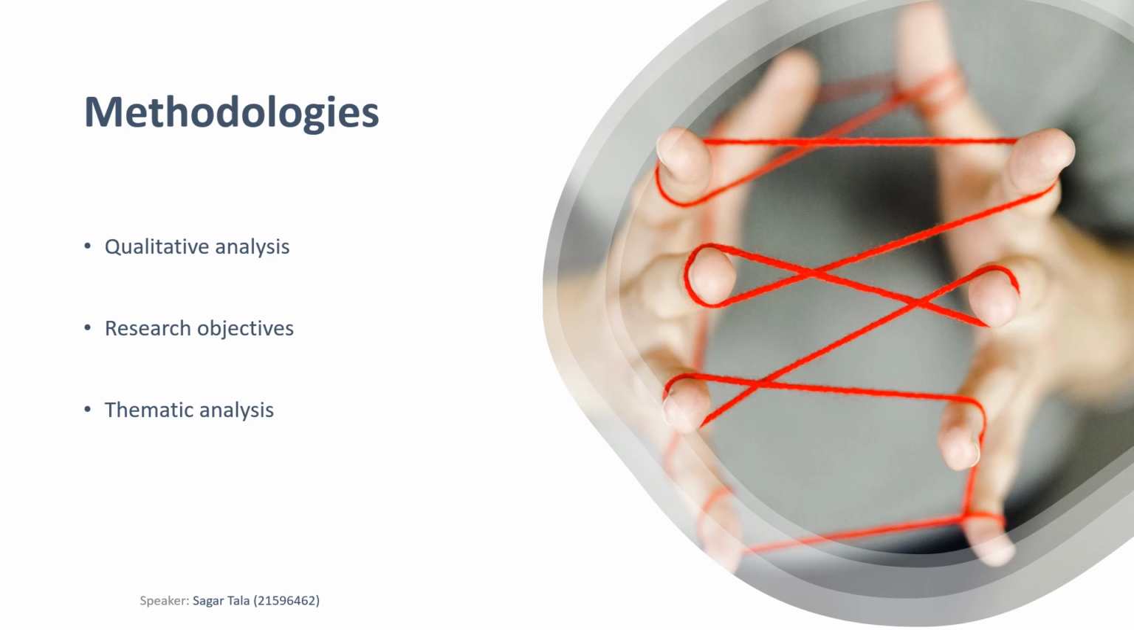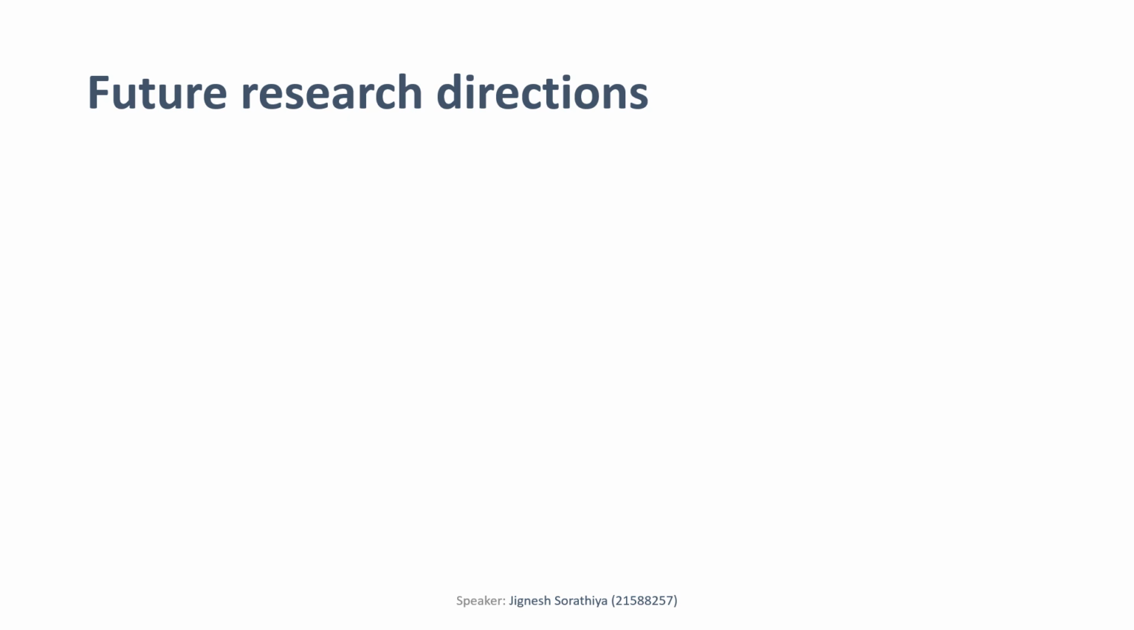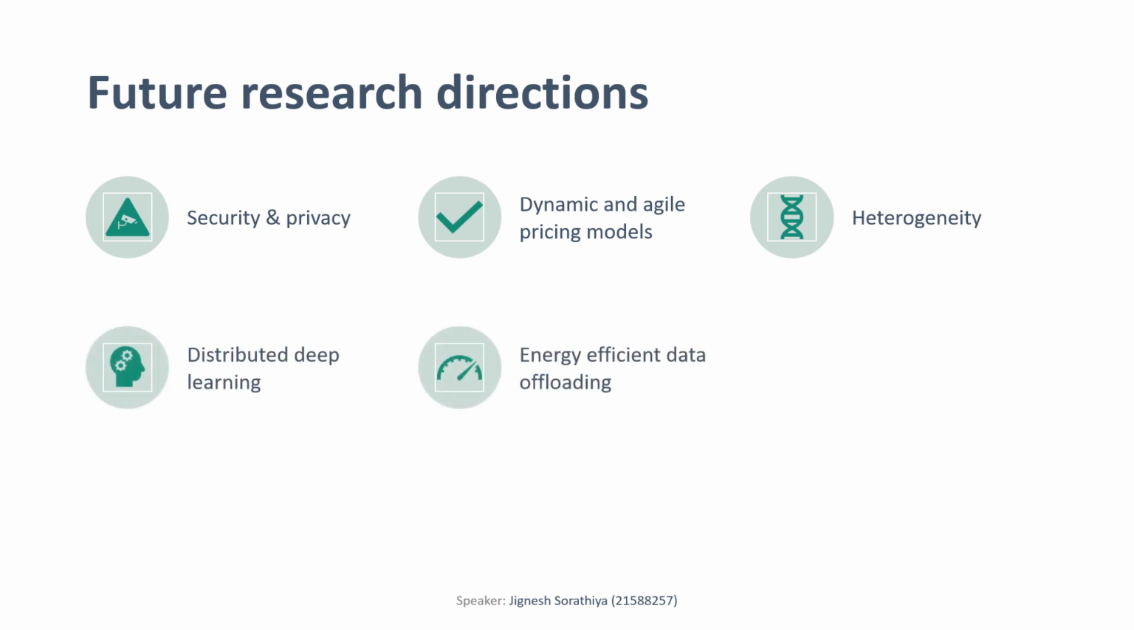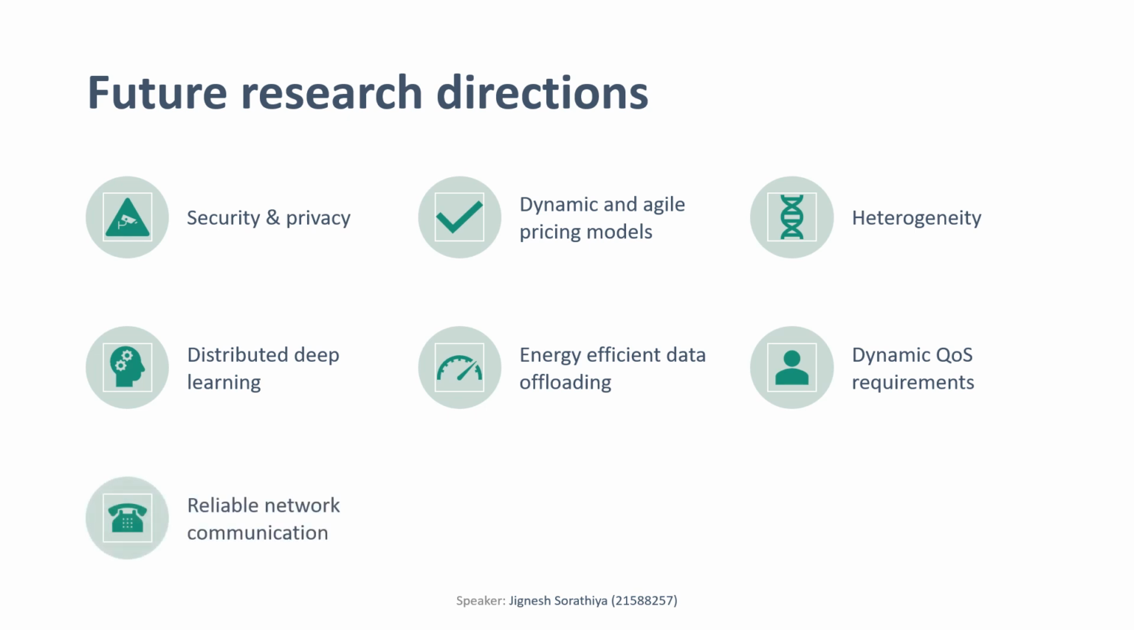Let's discuss future research directions. In this area: security, privacy, dynamic and agile pricing models, heterogeneity, distributed deep learning, energy efficient data offloading, dynamic QoS requirements, reliability, network communication, workload prediction, and runtime estimation. There are some key points I will be discussing.